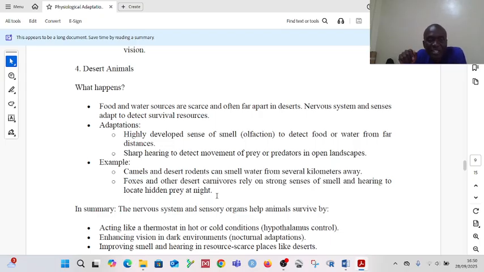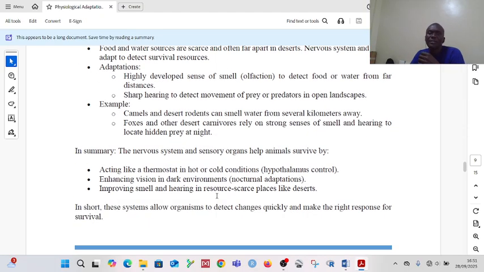Another adaptation is a very sharp hearing ability, so that it can detect the movement of prey or also predators within that open landscape. Remember, in a desert environment, the landscape is fairly open. Okay. So camels and other desert rodents, rats and other things, they can smell water from several kilometers away. Foxes and other desert carnivores, they also rely on very strong senses of smell and hearing. These strong senses of smell and hearing help them to locate prey even when it is hidden at night.